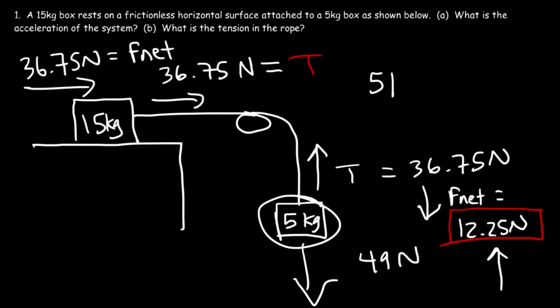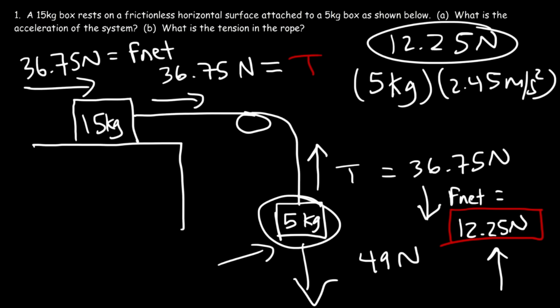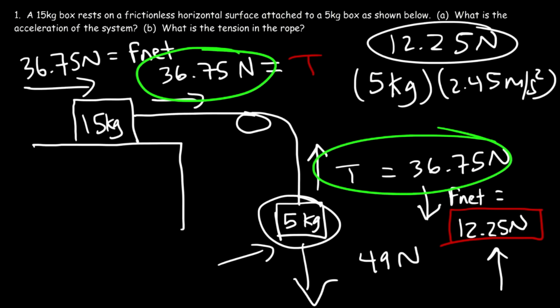So if we take the 5 kilogram mass and multiply it by 2.45 meters per second squared, that gives us the net force acting on block 2, the 5 kilogram mass. So you want to make sure that all of the numbers match up. The tension force acting in the horizontal direction is the same as the tension force in the vertical direction. If all the numbers add up, then you know you did the question correctly.